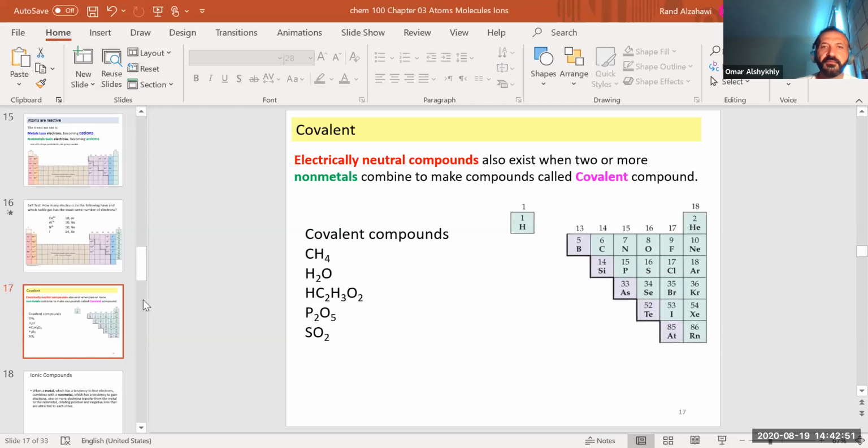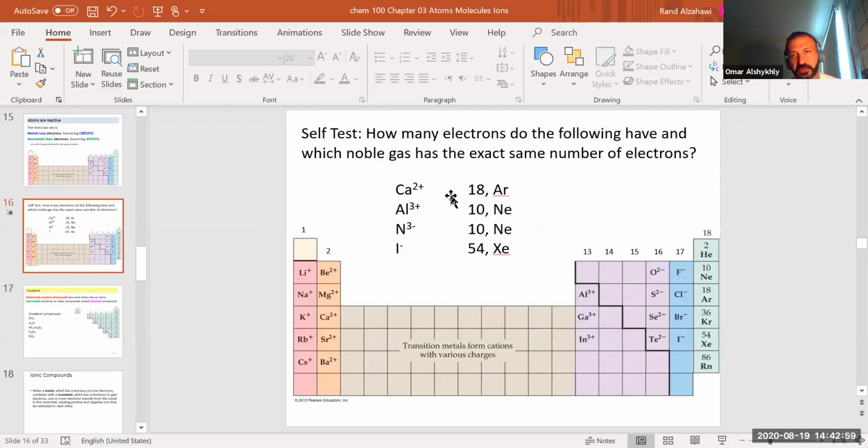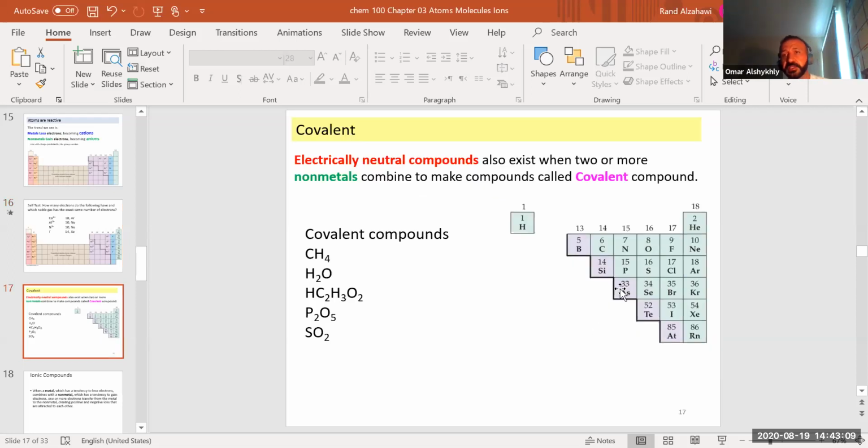Okay, now for covalent compounds. By the way, we have an ionic compound when there is losing and gaining of electrons. We will have ions, positive and negative. They will attract each other and they will form the ionic compound. Now we have another type of compound, called a covalent compound. These covalent compounds don't lose or gain electrons. They share the electrons together. Like these elements, the non-metal elements here form these covalent compounds.